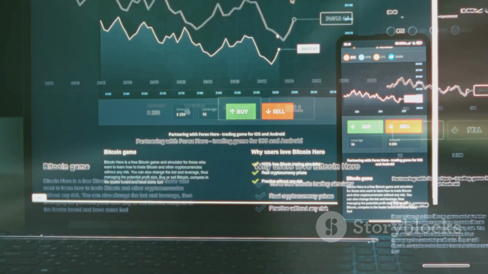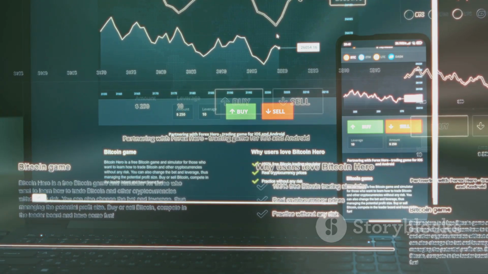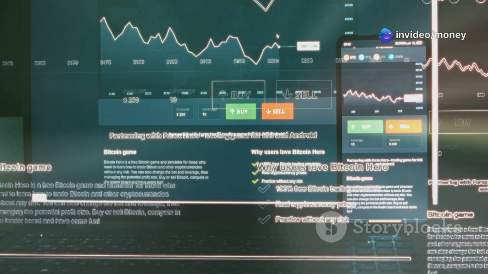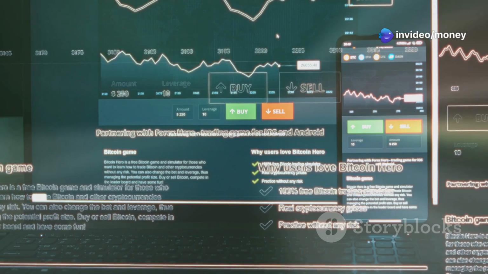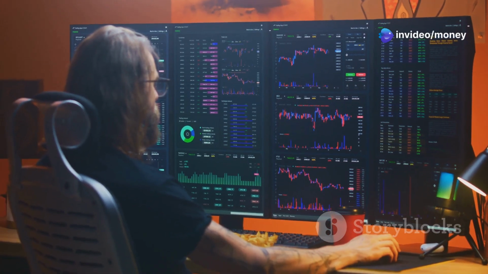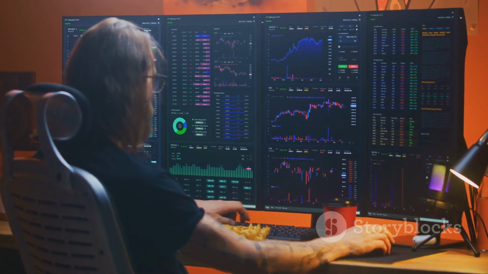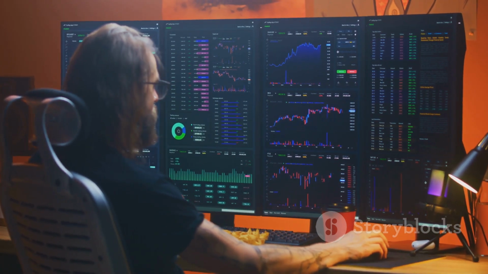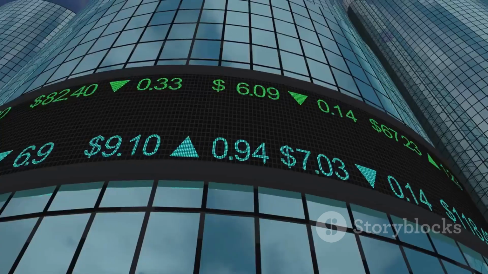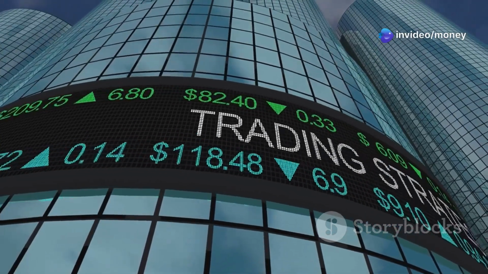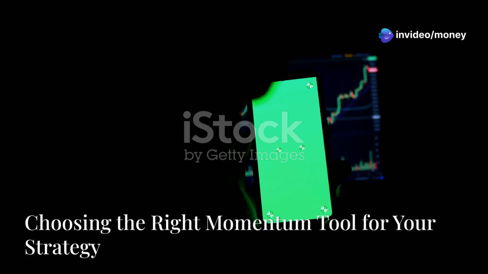So, while the ROC is a powerful tool for measuring momentum and identifying potential trading opportunities, it's vital to be aware of its weaknesses. Understanding that it struggles in non-trending markets and that its signals are best confirmed can help you use it much more effectively and avoid some common pitfalls. It's about using it intelligently as part of a broader trading plan.